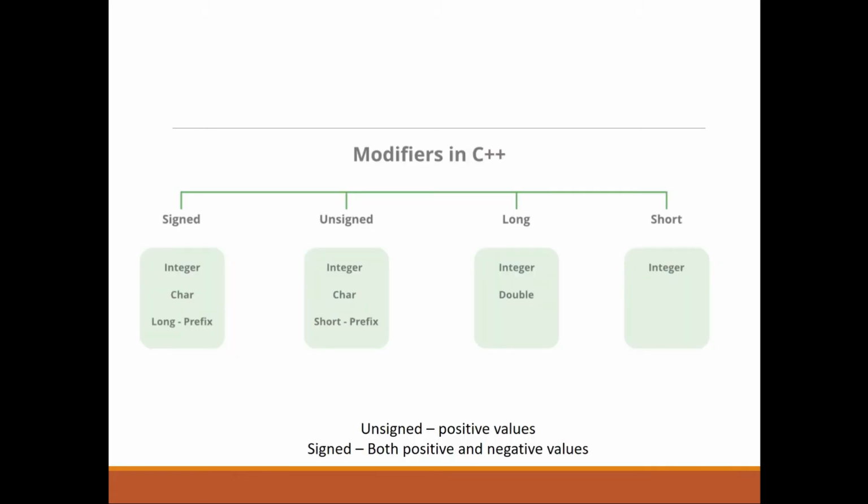Now if you take modifiers, you have signed, unsigned, long, short. When I say unsigned, it accepts only positive values. But when I say signed, it accepts both positive as well as negative values. In signed, you can have integer, character, long prefix. In unsigned, you can have integer, character, short prefix. In long, you can have long int, long double, and in short, you can have short int. All those you call modifiers in C++.